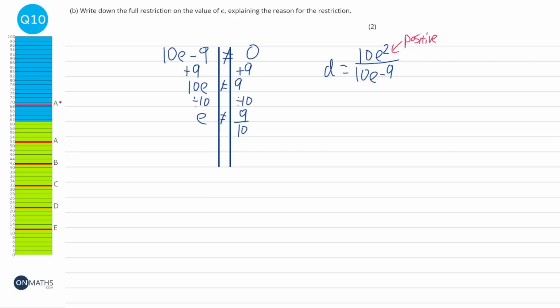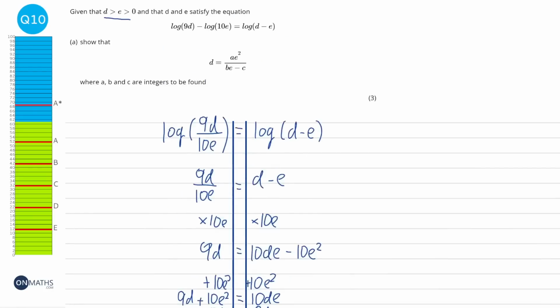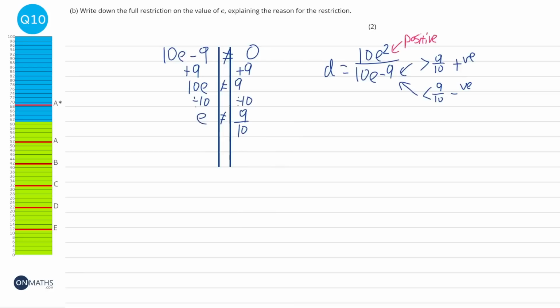But the denominator, the e here, could be positive or negative. So the cutoff is 9/10. If it's any more than 9/10, that means it will be positive. So if that is greater than 9/10, it will be positive. If it's less than 9/10, it will be negative. Okay, and this shows us in the question that it cannot be negative, it has to be positive. So therefore our answer must be that e has to be greater than 9/10.